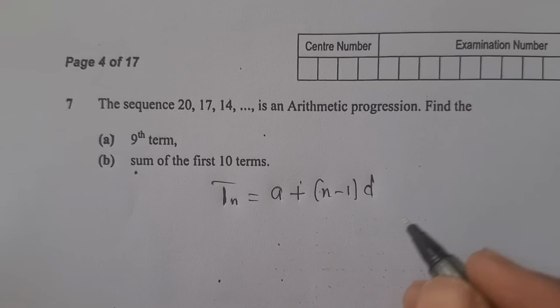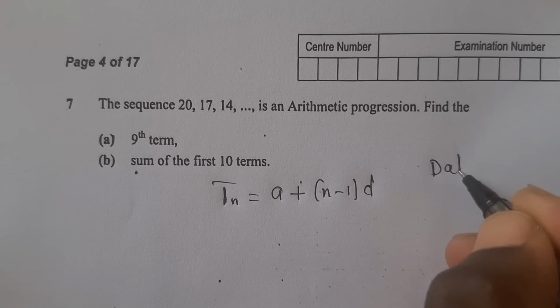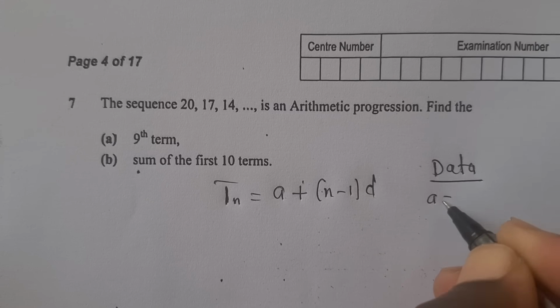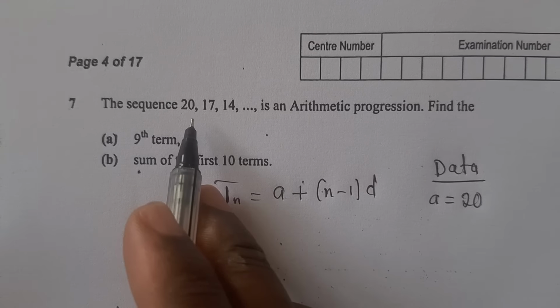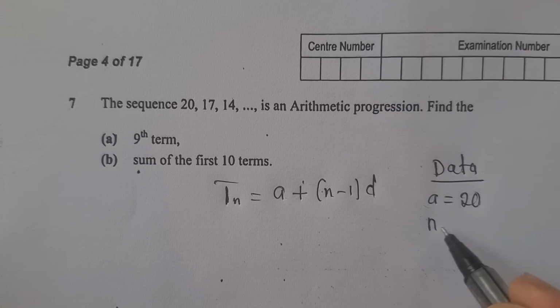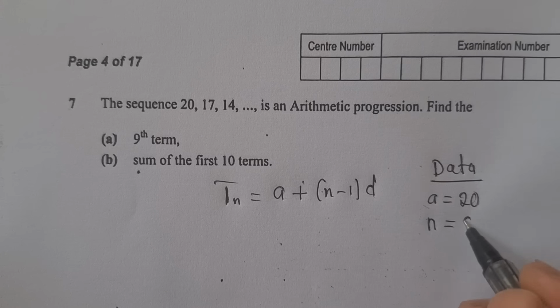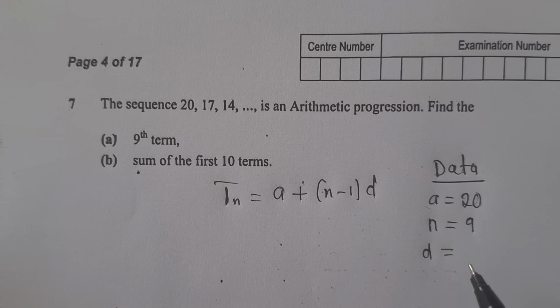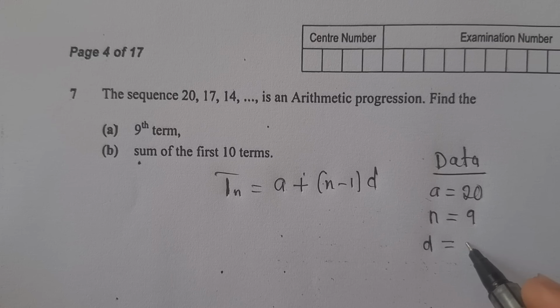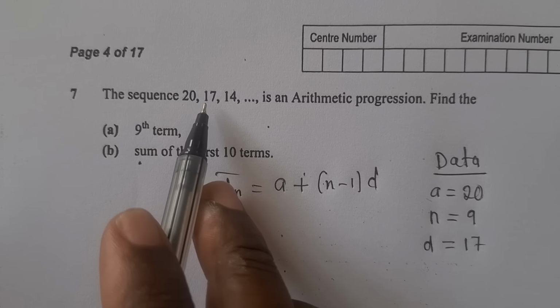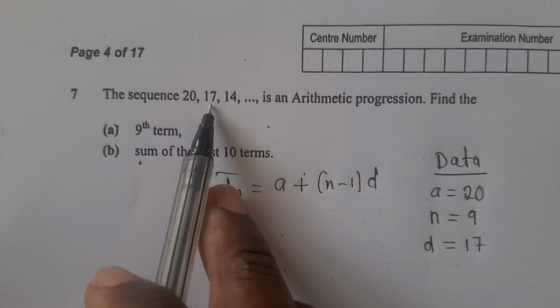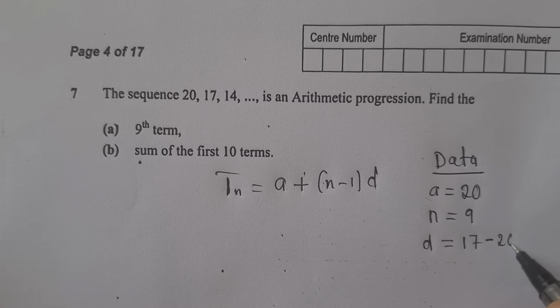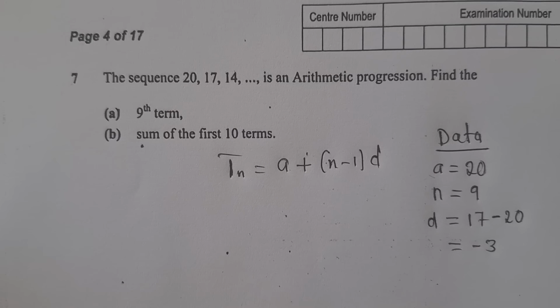Okay, so what is our a? Our a is the first term, that's 20, the term that is starting. Our n is what they're asking you in the question, that's 9. And our d, to find the d, we are simply going to get two numbers which are following each other. So 17 and 20 are following each other. Start with the one that is to the right-hand side minus the one that is to the left. So this is giving us negative 3. Our d is negative 3.